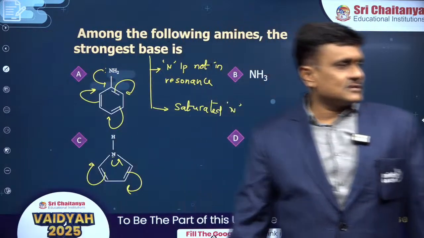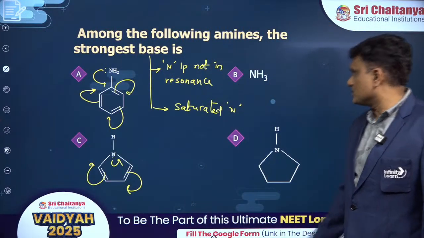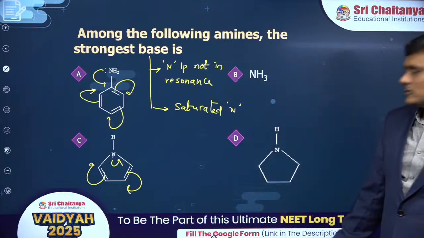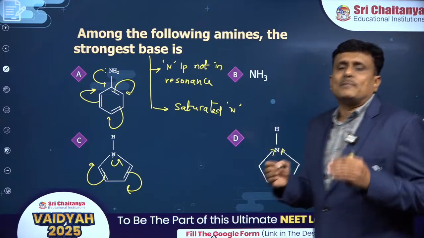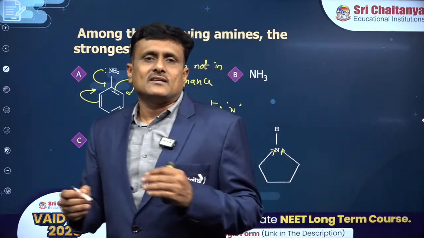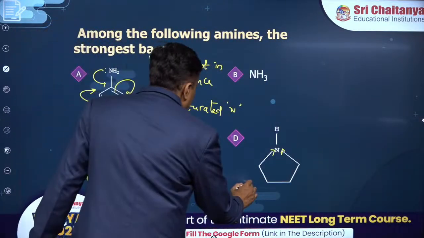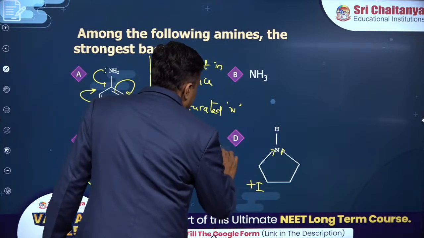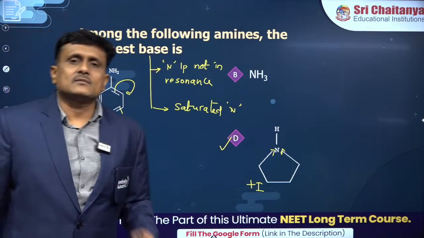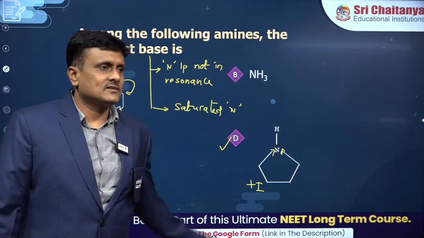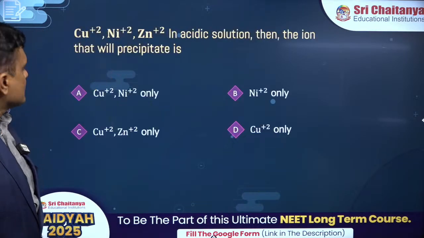Coming to the comparison between these two, which one is more basic? You can see that this alkyl group which is binding this nitrogen atom in a ring shows a plus I effect. So, among the two, you can predict that there is no resonance on the nitrogen atom and it is saturated. Therefore, the answer should be D.